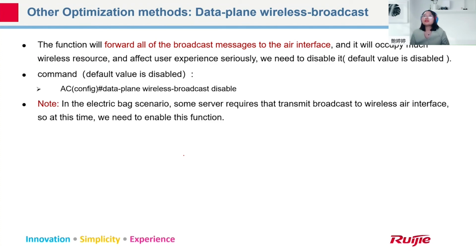And another one for the data plane wireless broadcast. This method is used to forward all the broadcast messages to the air interface. Okay, so this is a function. If we forward the broadcast to the air interface, it will occupy a lot of wireless resources. This is the difference between the wireless and the wired network.